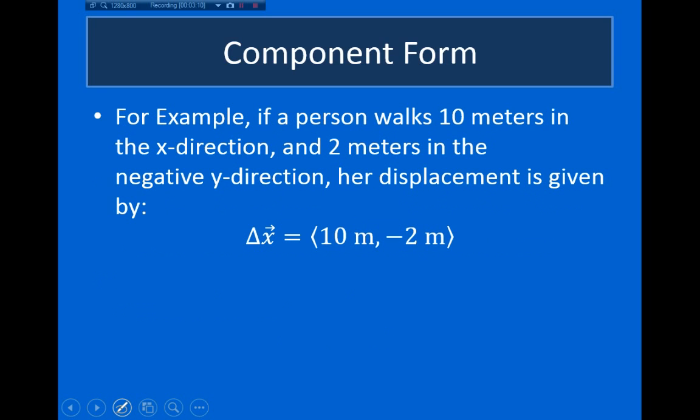So just an example of the component vector. If a person walked, say, for example, 10 meters in the x direction and then 2 meters in the negative y direction, we could express her displacement as 10 meters, comma, minus 2 meters in between these angular brackets.